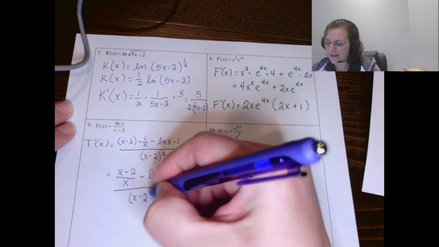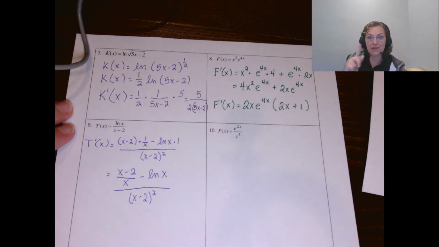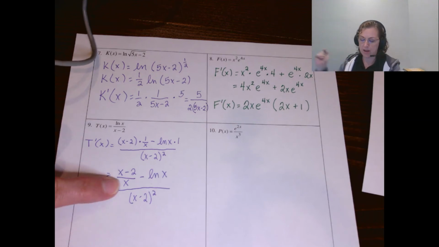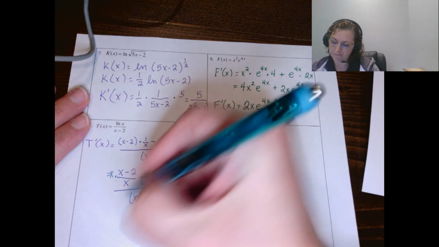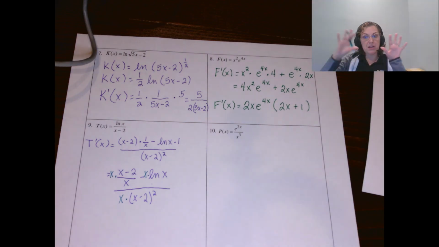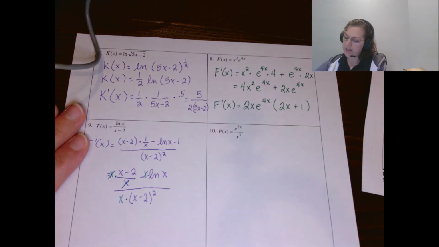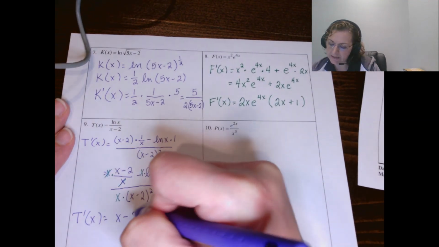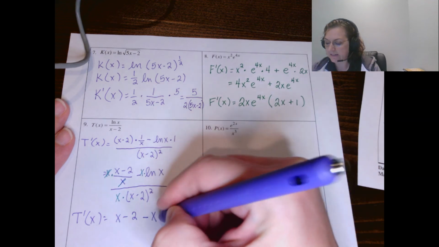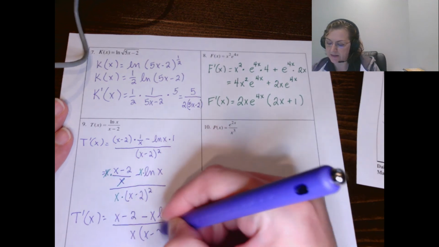Well, let me show you how I deal with that. I like to go ahead and clear that smaller fraction there. So what I'm going to do is multiply by x, by that denominator. I want you to notice that I multiplied by every term in the numerator and every term in the denominator. So the x's cancel there. That leaves me with my derivative being x minus 2 minus x ln of x over x times x minus 2 squared.